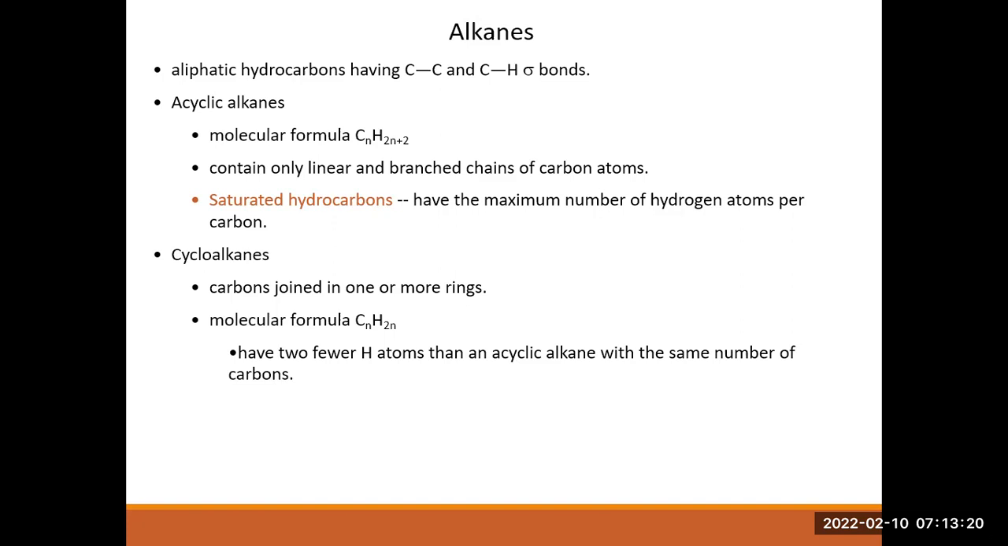Then the second one is a cycloalkane, which is different from acyclic because the carbons join in one or more rings. The molecular formula is different also because it's just CnH2n, meaning there are fewer hydrogen atoms in this type of alkane. So they have fewer H atoms than an acyclic alkane with the same number of carbons. So again, two types: acyclic and cycloalkanes.